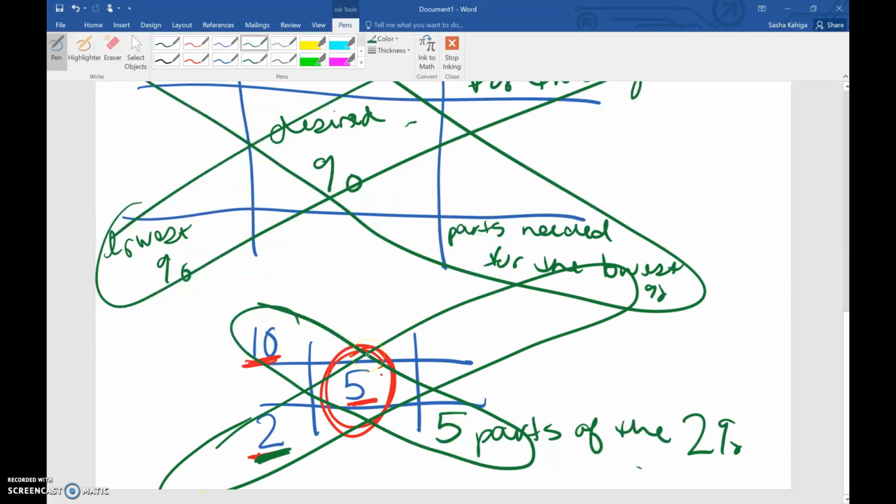So 2 minus 5 gives us, yes, a -3, but we always work in absolute value. So your answer is 3 parts. You need 3 parts of the 10%. Again, you subtract diagonally, but you read it from what? Left to right. So 2 minus 5 gives me 3 parts needed for the 10%. All right.